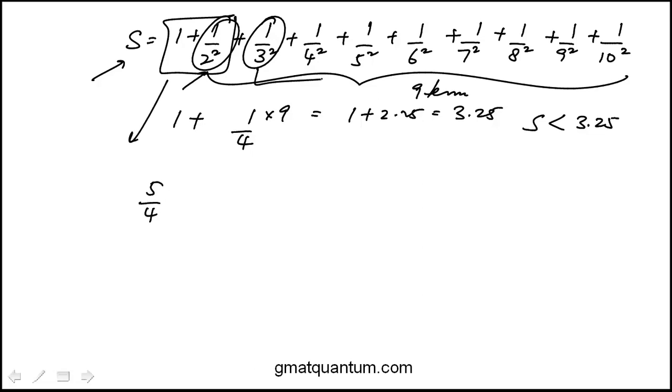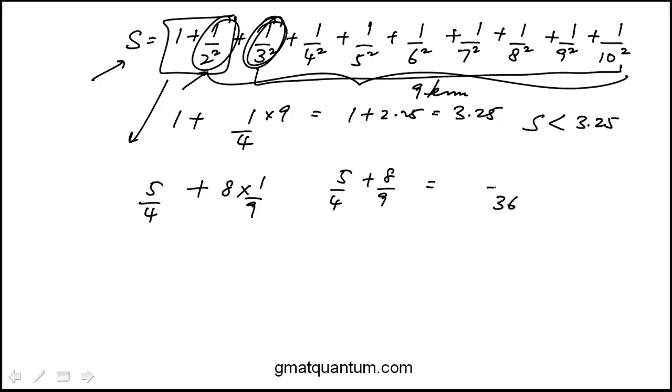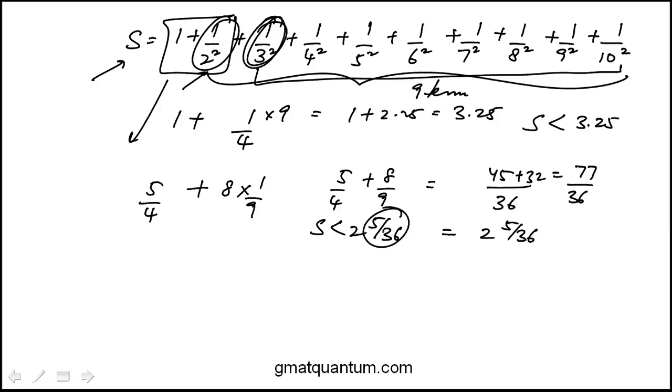So we can keep doing it, meaning we take this first piece, which is 5/4, 1 plus a fourth, and then for these remaining 8 terms, I'm going to replace each term with 1/3 squared, or 1/9. So we have 8 of those. So 8 times 1/9. Let's see what that gives me. I'm going to add that fraction. 45/32. That's 77/36, which is 2 and 5/36. So I've tightened that upper limit. It has to be less than 2 and 5/36.